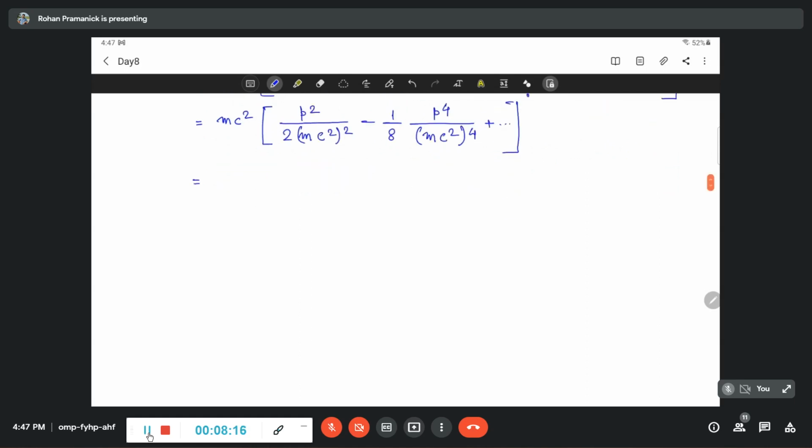This becomes p squared by twice m. This is the usual part, the half m v squared part, and then you have relativistic corrections which go up to order 4. This is 1 by 8 p to the power 4. There is an 8 over here. One m cancels. This becomes m cubed, and c to the power 8.